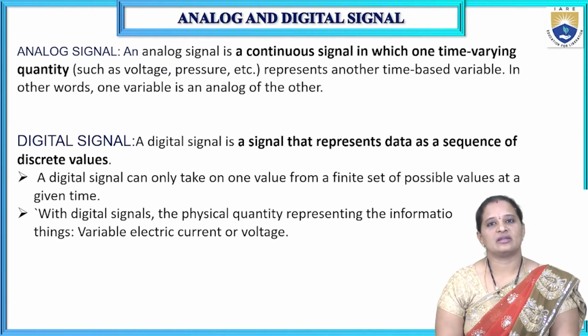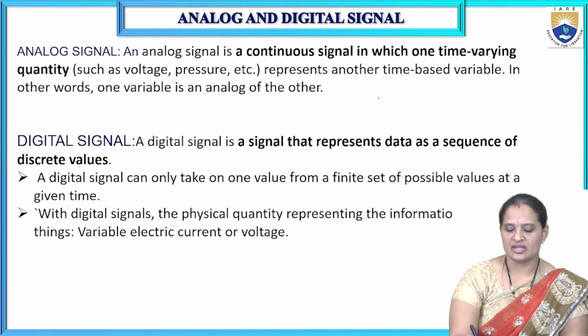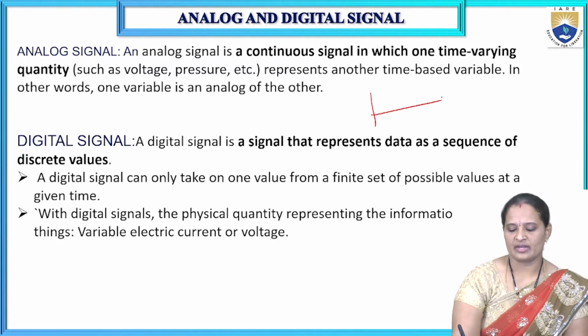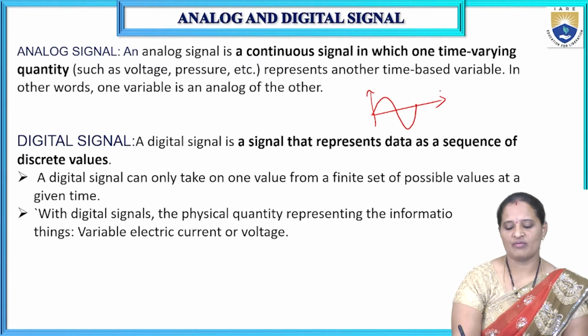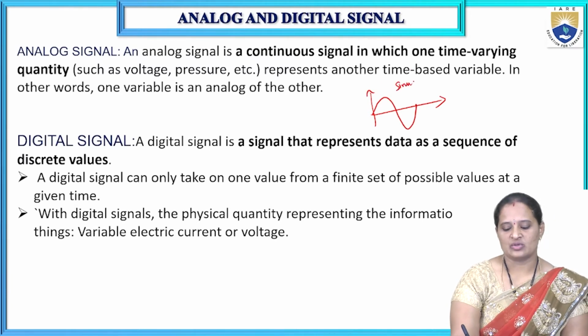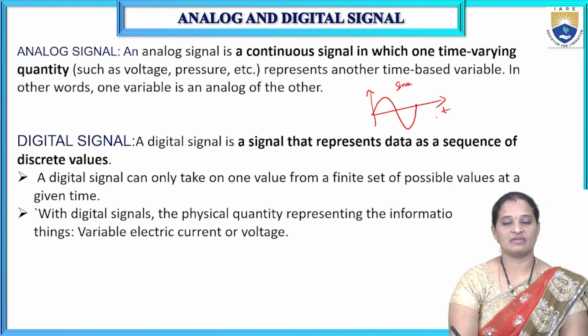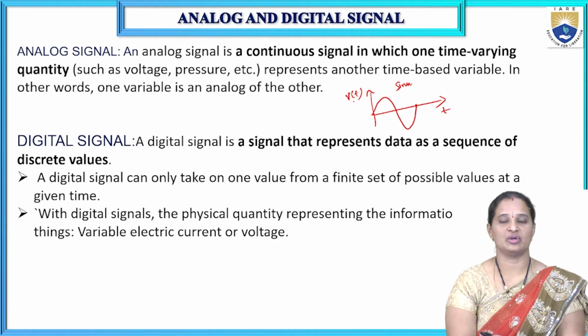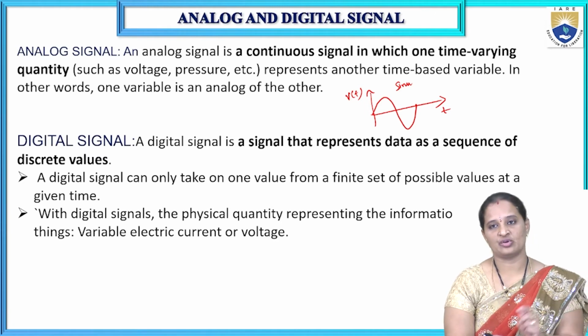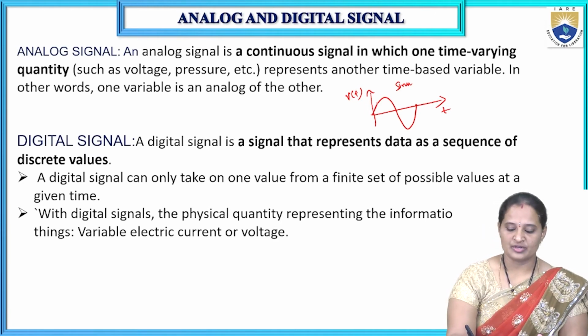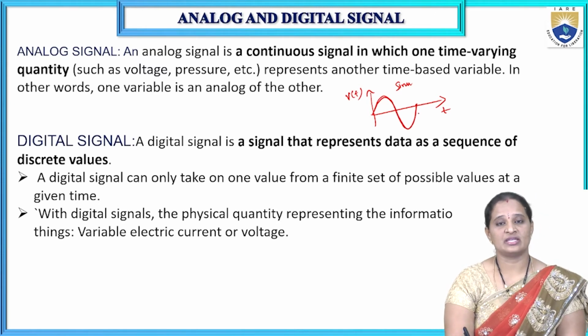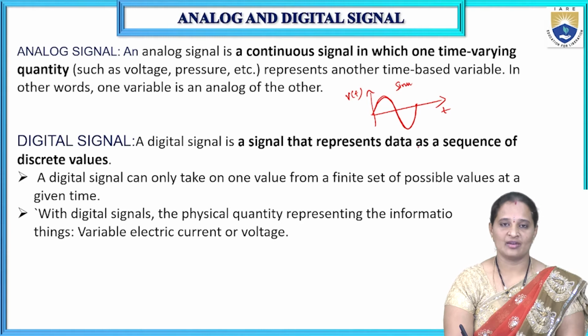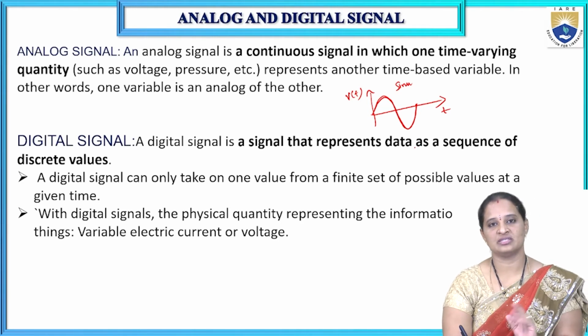Coming to the digital signal, first, an example of a continuous signal: the sinusoidal signal is the best example of an analog signal. Here on the x-axis we always take time, and on the y-axis we always take magnitude. The magnitude may be either voltage or current. The magnitude is varying continuously with respect to time. So this is called an analog signal, or else a continuous signal.